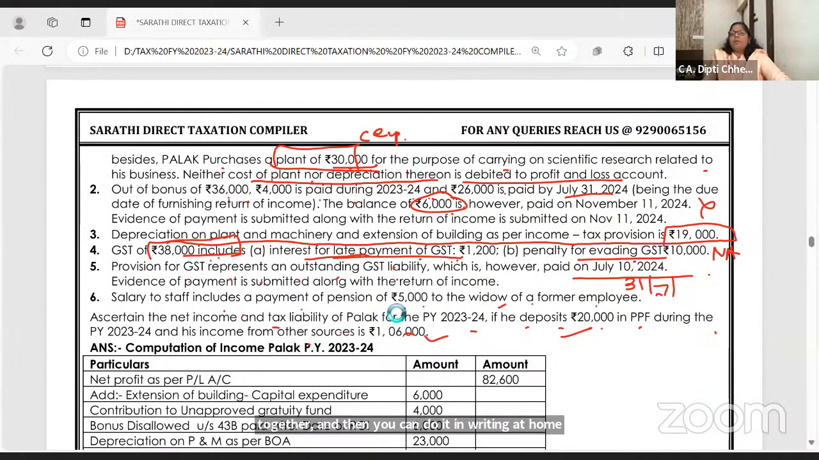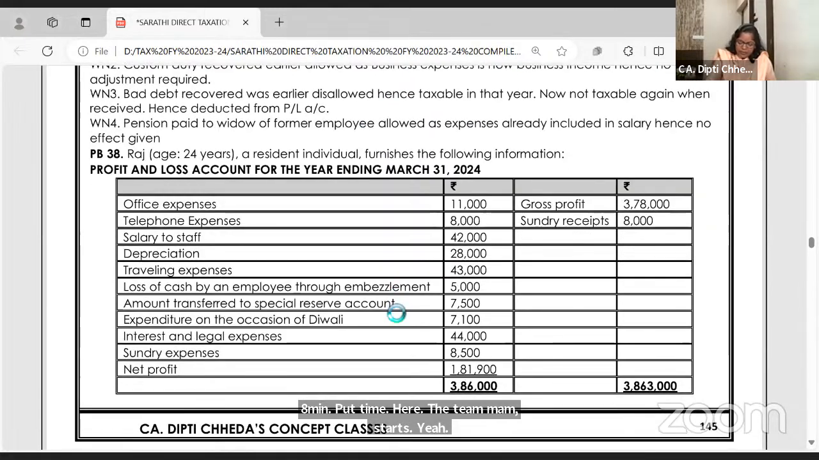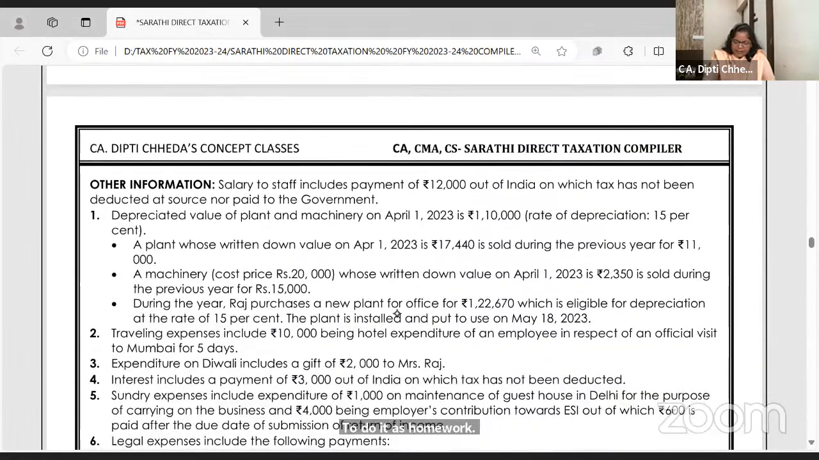Ma'am, I did this problem in 7 minutes, 8 minutes. That much time is there with Dipti ma'am, or else do it as homework. Okay, question 30 is absolutely homework. No hint, nothing required.